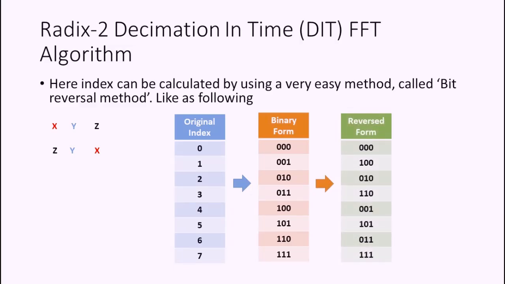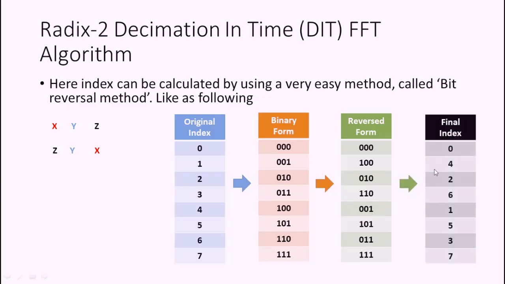Here, 000 is going to be 000, 001 is going to be 100, 010 stays 010, 011 changes into 110, and so on. So the final indexes are like 0, 4, 2, 6, 1, 5, 3, 7. So in this way we can easily calculate the final index values.